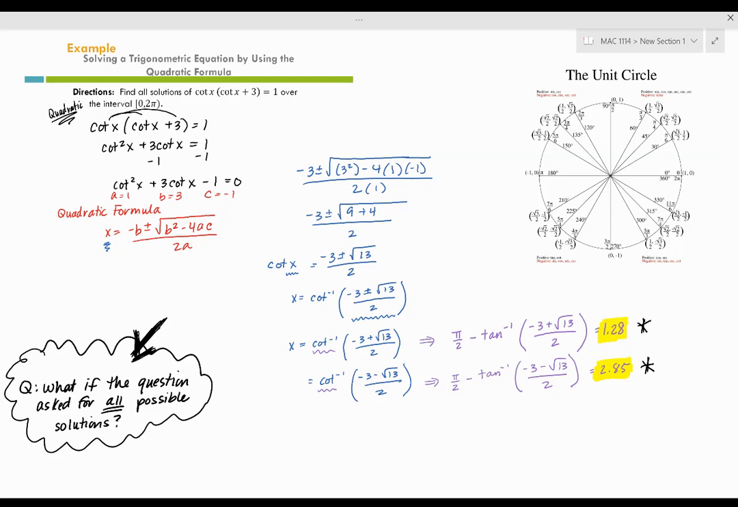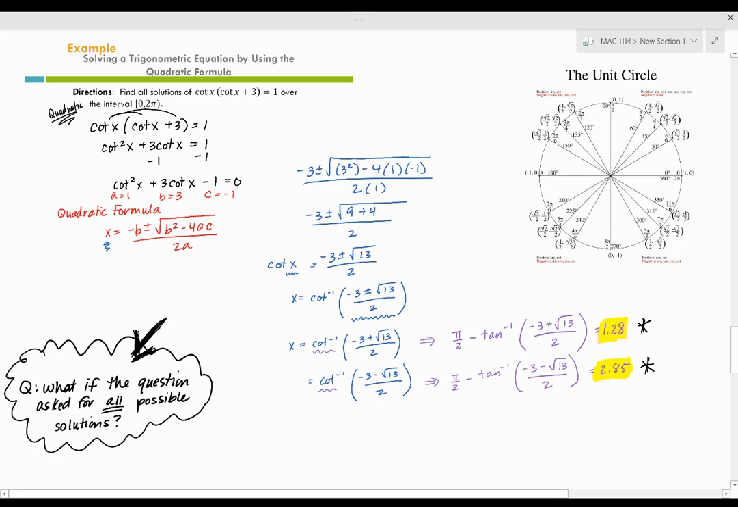Now, because trig functions are periodic functions, every time you travel around the unit circle around its period again, you're going to come back to these same original answers that we had. So if they ask us for all the possible solutions, all we have to do is write an expression that writes these answers given the period of the function in question.